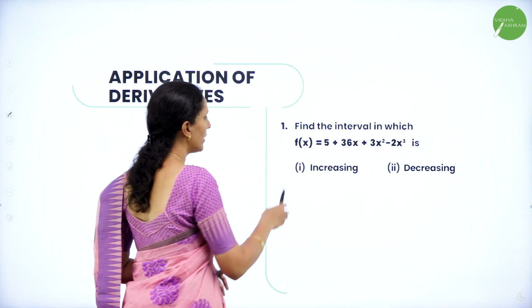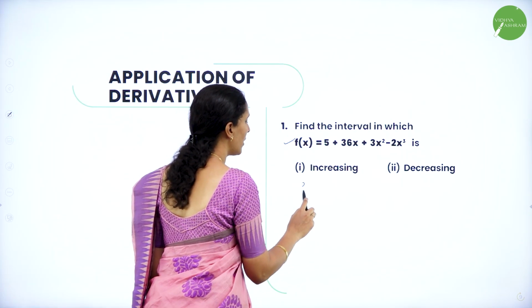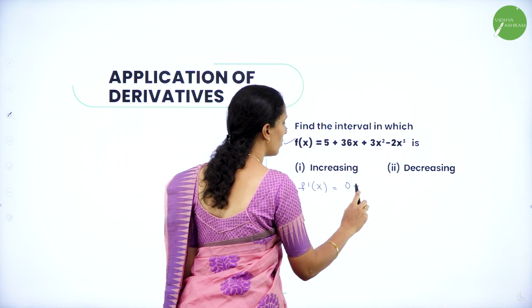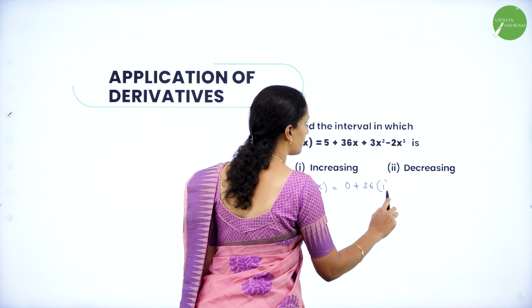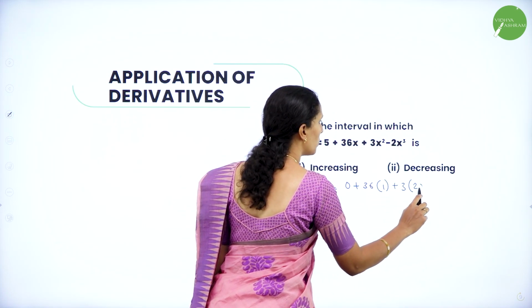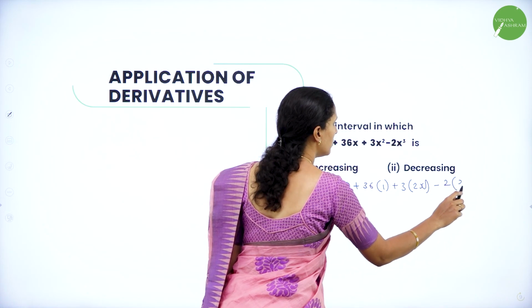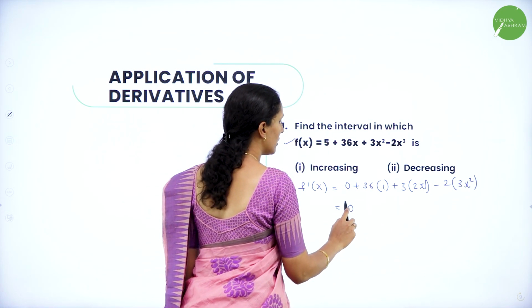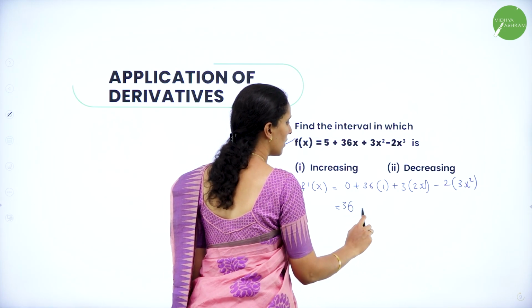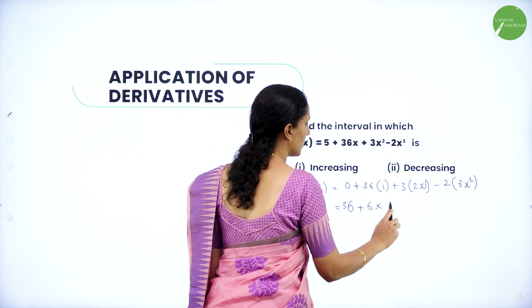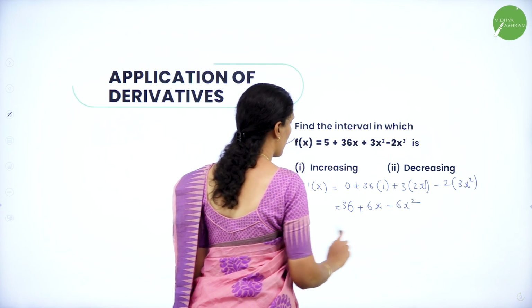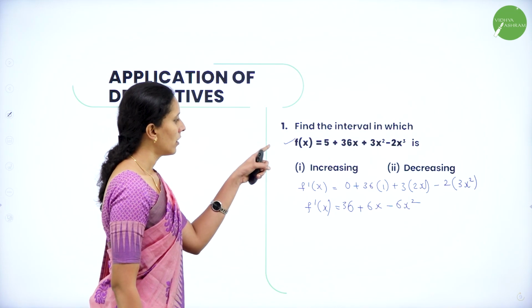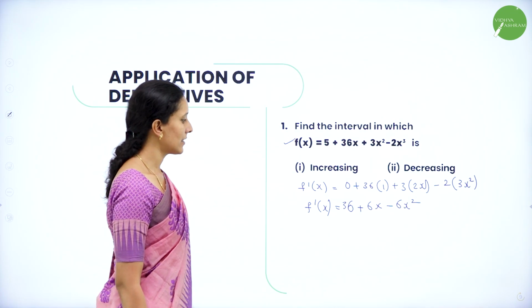So, let's see now, they have given f of x. Let's find out f dash of x. F dash of x is for a constant, it is 0, 36 into 1 plus 3 into 2x minus 2 into 3x square. So, clearly we can write here 36 plus 6x minus 6x square. So, this is f dash of x given now. Now, we need to find out the interval for increasing and decreasing function.